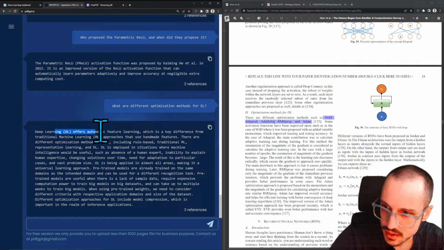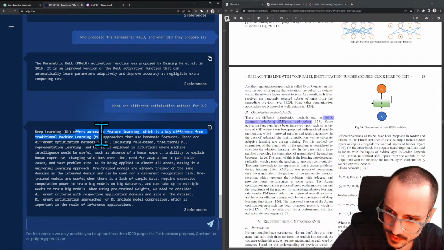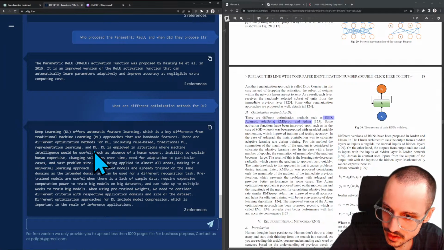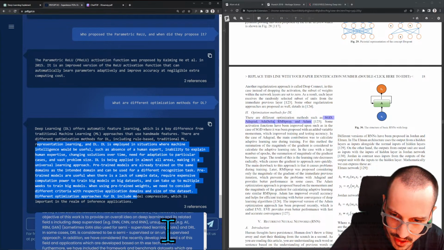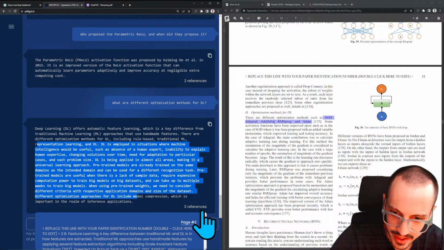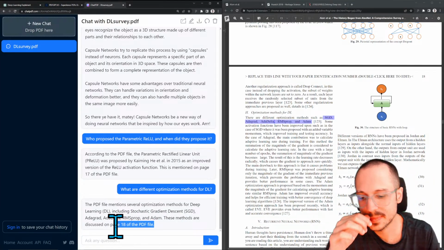PDF-GPT, oh, interesting. You see, this didn't give us that at all. So PDF-GPT here is just going on a kind of weird generic rant. Key difference, there are different optimization methods for DL. DL is employed where machine learning. The references it gives are page 3, 5, and then 29. And this one gives page 18. Okay, so this is kind of interesting.